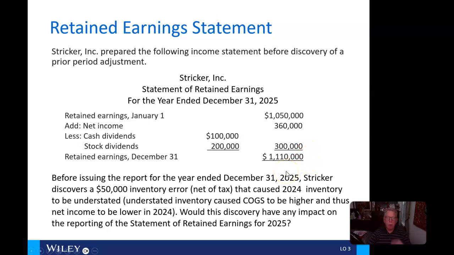And before issuing the report, Stricker discovers a $50,000 inventory error net of tax that caused the 2024 inventory to be understated. That would cause the cost of goods sold to be higher, and therefore the net income to be lower in 2024. Would this discovery have any impact on the reporting of the statement of retained earnings for 2025?